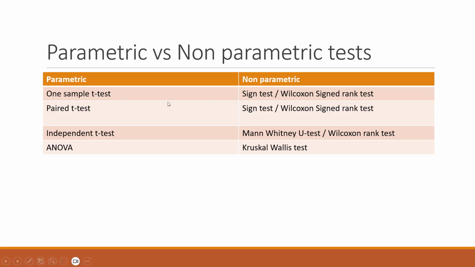So for the one sample t-test we have the sign test or Wilcoxon signed rank test. For the paired t-test we have the sign test and Wilcoxon signed rank test, for the independent t-test we have its counterpart, and for ANOVA we have the Kruskal-Wallis test.